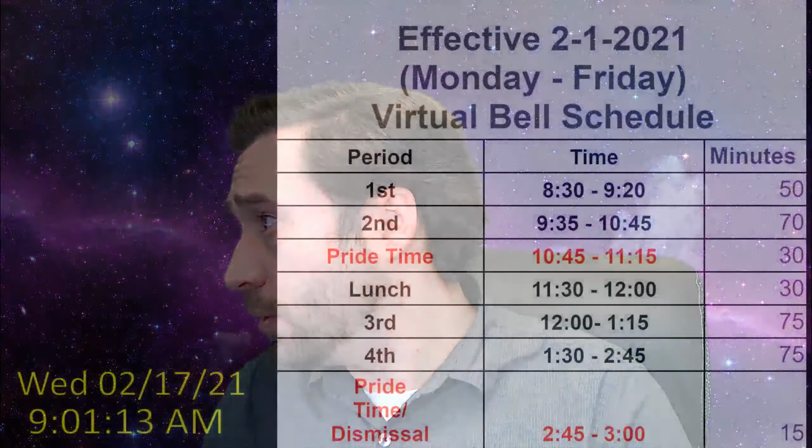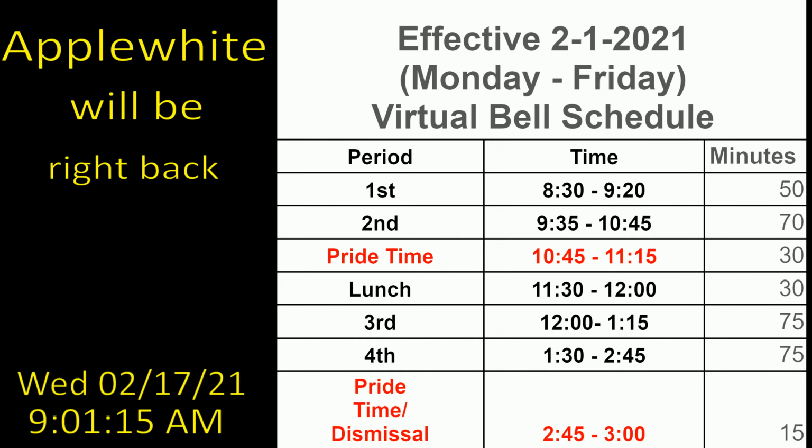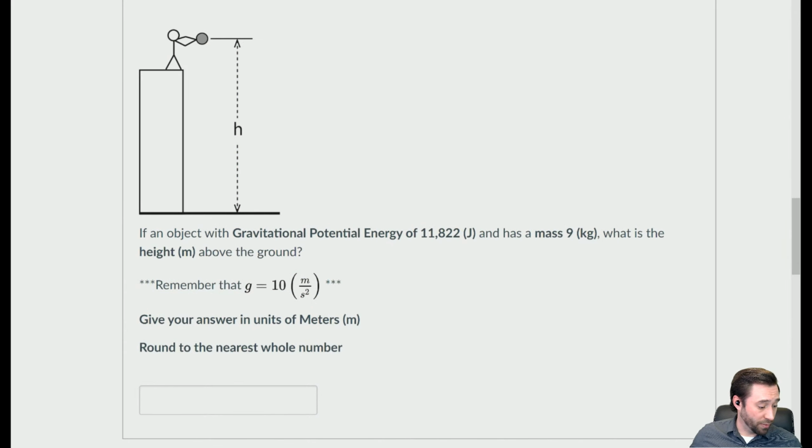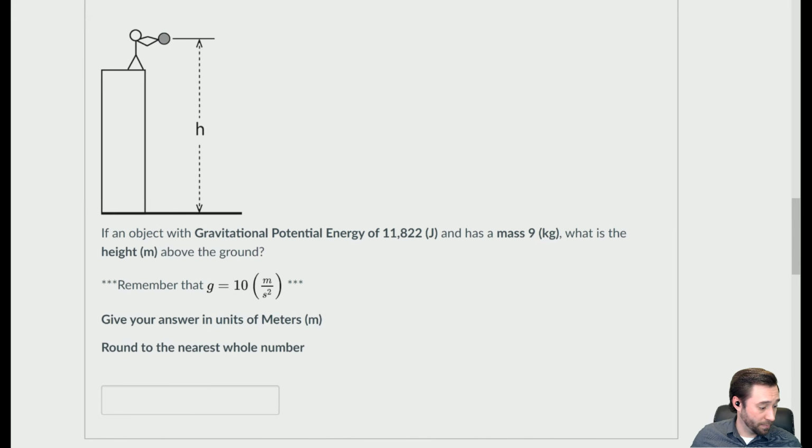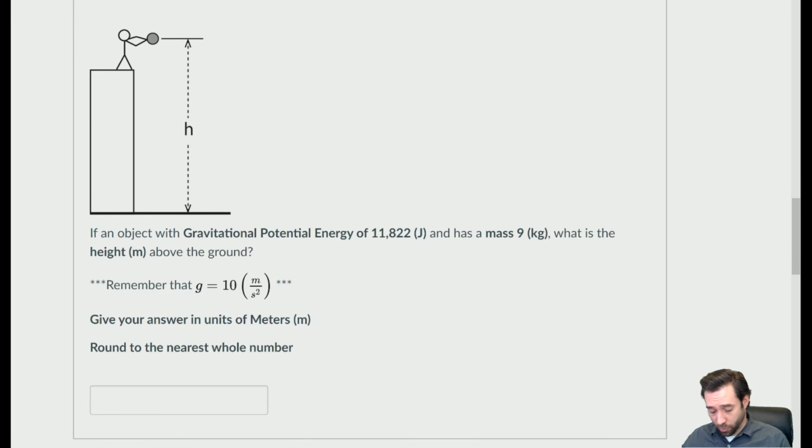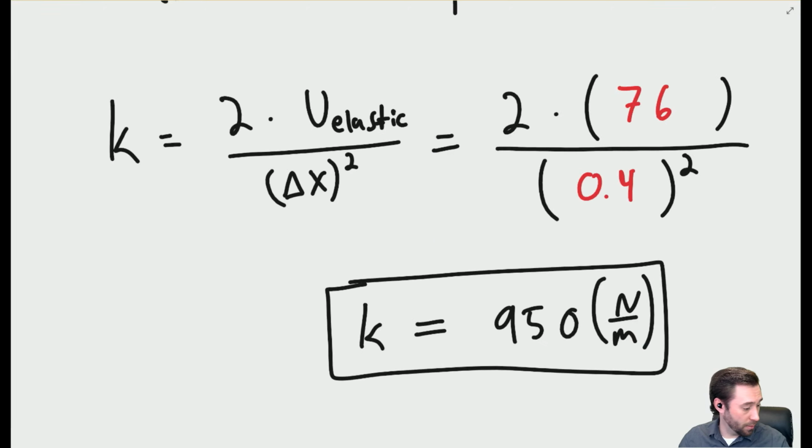And let's see, do we have enough time? Yeah, we got enough time. All right, so I want to do one with gravitational. How about that? So let's switch back over here. So the gravitational potential energy, I'll just do one more. Cool. All right. Then.